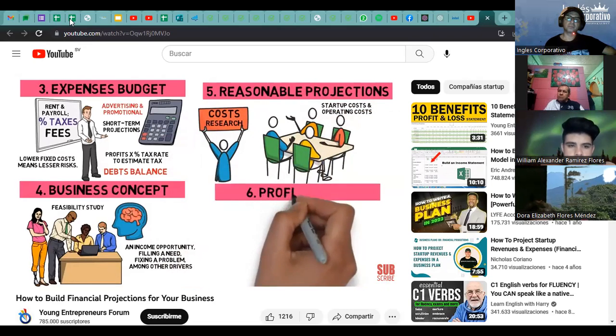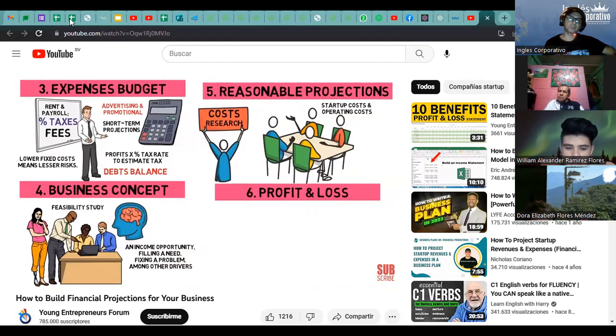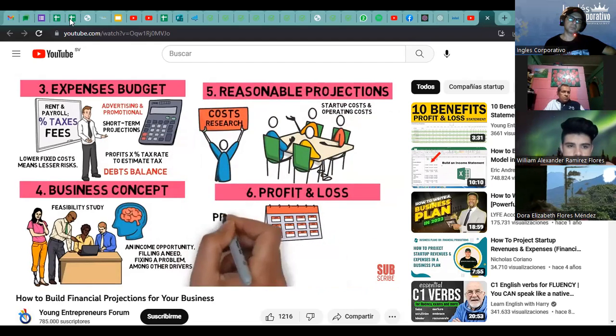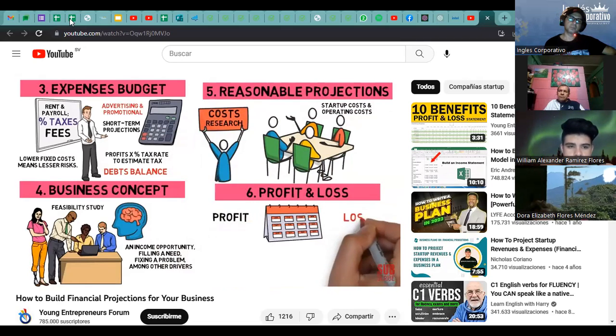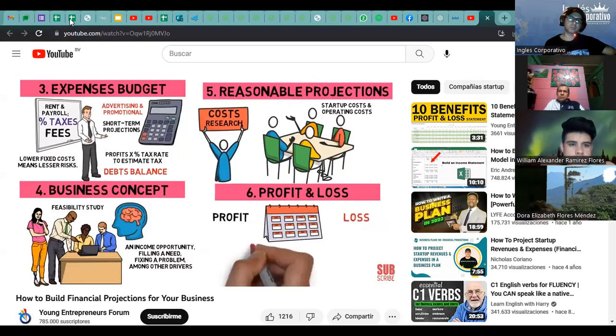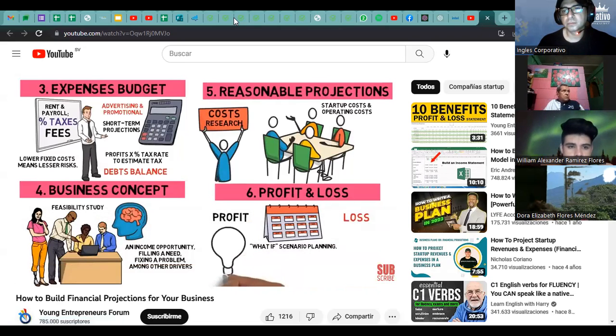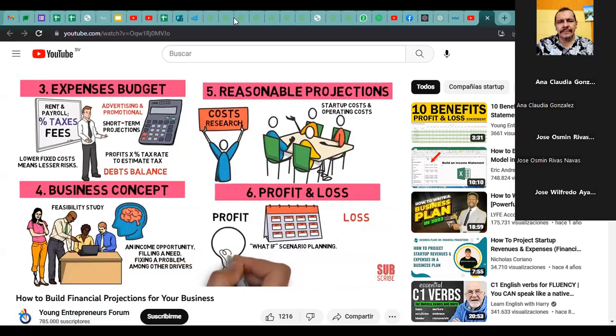Number 6. Profit and loss projection. Every year prior to the end of your financial year, you should be putting together a profit and loss projection of what you want your business to be doing. This provides you with important what-if scenario planning. It's always better to know whether something is going to financially work before you embark on it.